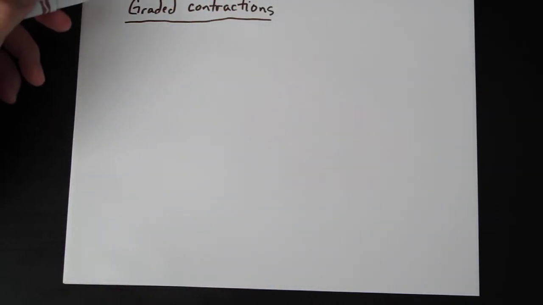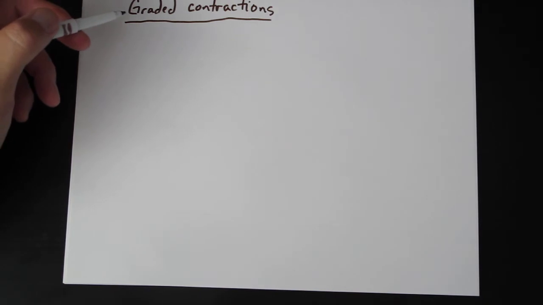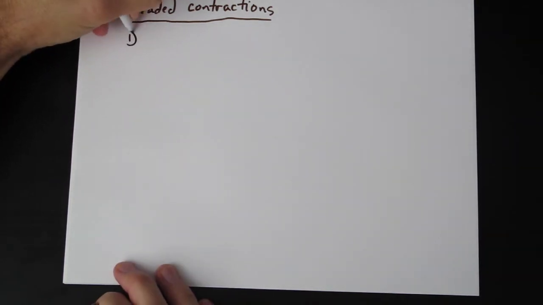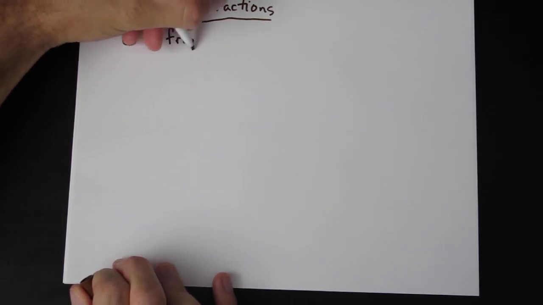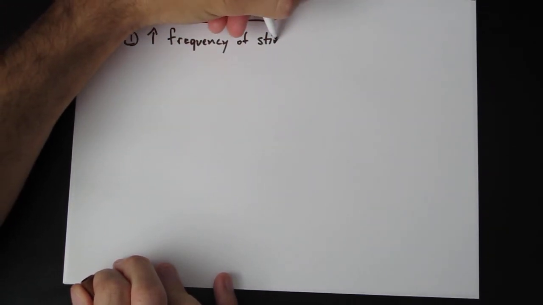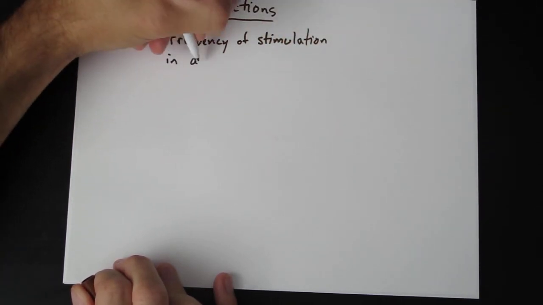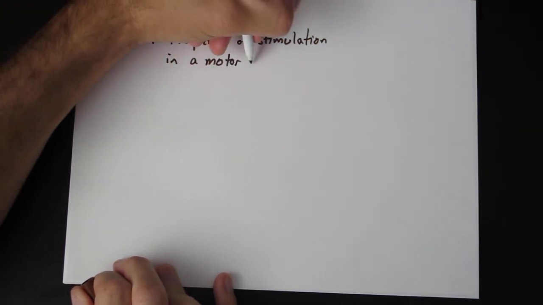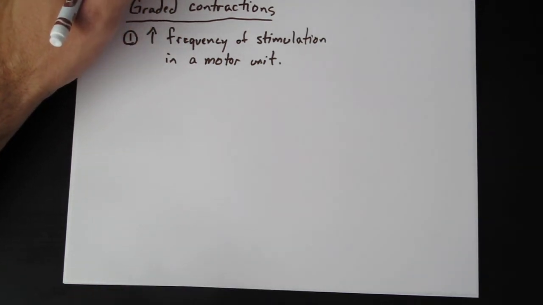How do we generate graded contractions in our muscles? In other words, how do we generate strong contractions, and how do we generate weak contractions? Now, there's two ways of looking at this, and there's two ways that we do it. All right? The first one I want to talk to you about is increasing the frequency of stimulation in a motor unit.